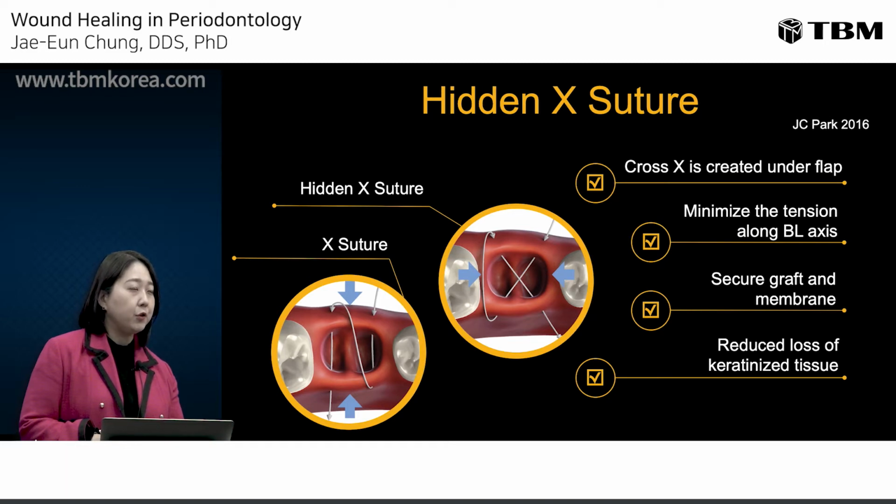But in the hidden X suture, the needle enters the buccal flap and passes to the opposite side in a diagonal direction. Then it passes again from the buccal to the lingual side, also in a diagonal direction. A crossed X is created under the flap, unlike the X suture or crisscross suture. The blue arrow indicates the vectors created by the hidden X suture.